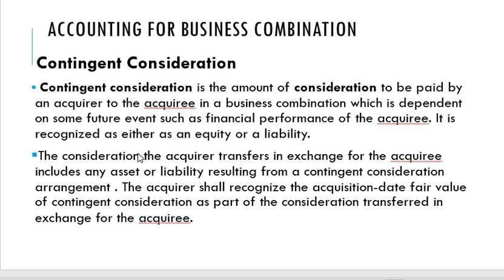Since for the word itself, contingent, it depends on the happening of a future event. So the consideration the acquirer transfers in exchange for the acquiree includes any asset or liability resulting from a contingent consideration arrangement. The acquirer shall measure the acquisition date fair value of the contingent consideration as part of the consideration transferred in exchange for the acquiree. Since the contingent consideration is also part of the consideration transferred, it shall also be measured at fair value.